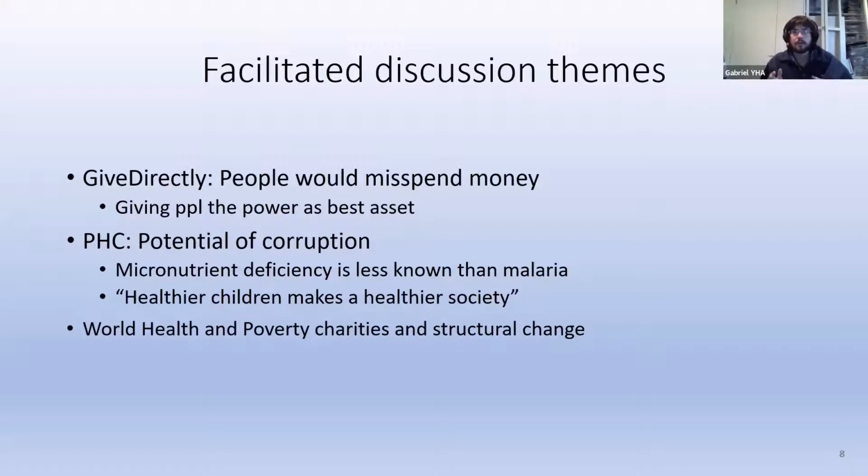Other people saw the fact that they gave money and allowed people to do whatever they want with that money as one of its greatest assets. Now, for Project Healthy Children, there was the fear that the organization would work with corrupt nations, and that would be a problem. This is always a problem, and it requires a lot of vigilance and a lot of transparency.